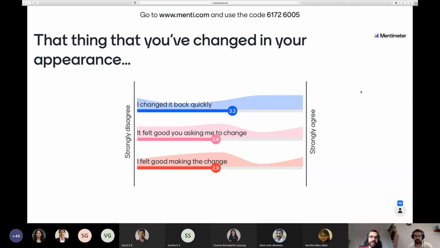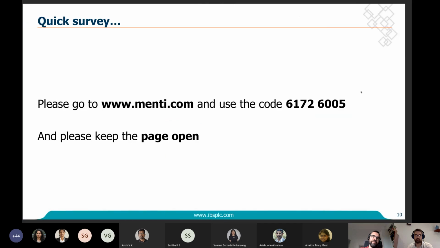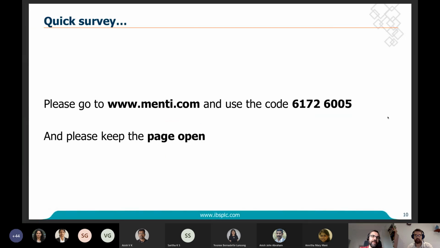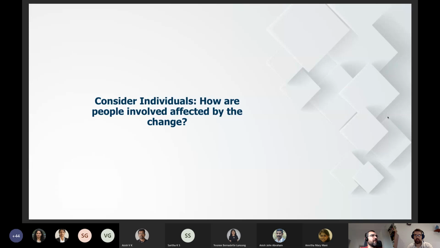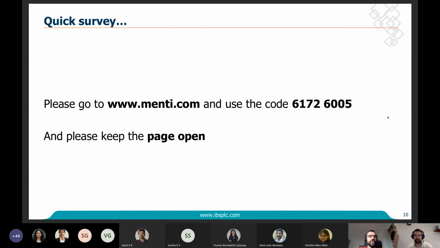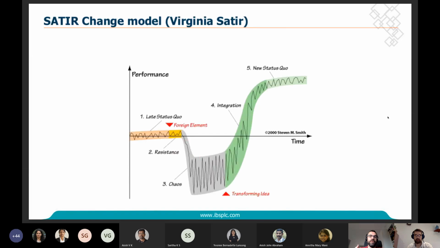One thing that we always say is to consider individuals within the organizational changes and really the change. There are as many changes as people are affected by the change, and each of them will take the change differently.